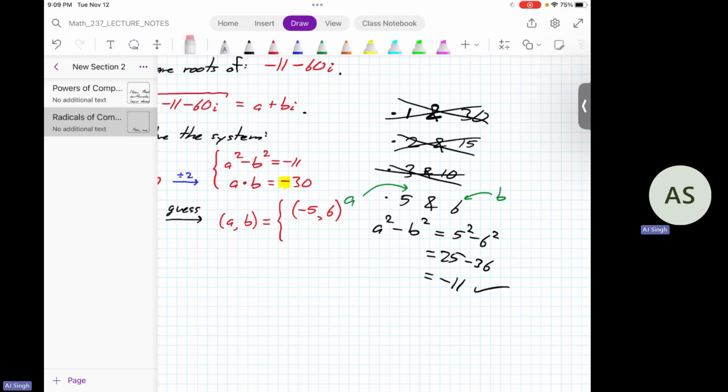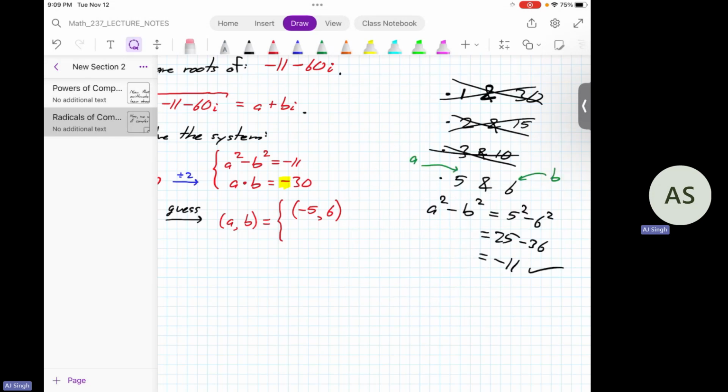Let me erase all of this. And then remember, we said that the second answer is always the negative of the first. So 5 and negative 6. And you can verify both of these do indeed satisfy this system up here. So there we go. We were able to guess.